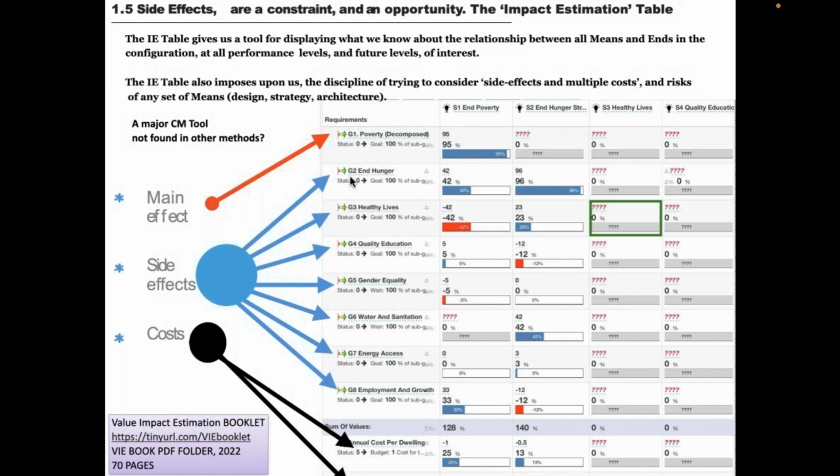And here are some trivial effects and side effects, and even situations where we just don't have a clue as to what happens with things. And then finally, we have to account for the costs of various kinds, short-term, long-term, people, time, money, things like that. But now what the table is doing is saying take any set of designs or strategies or means and look at how they relate to any set of requirements and costs.